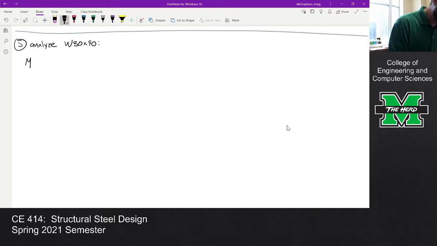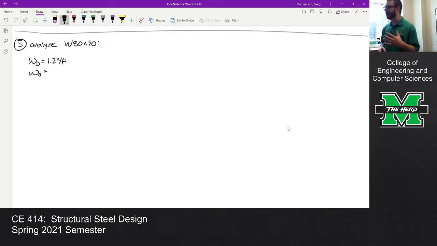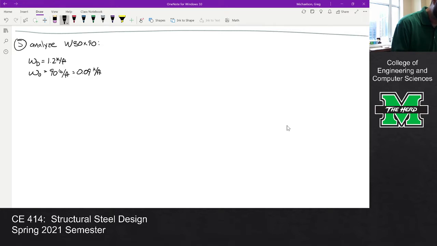Let's recognize that we have a dead load of 1.2 kips per foot. Now, remember we had that self-weight, and that self-weight we had assumed to be 50 pounds per foot. It's now not 50 pounds per foot, it's 90 pounds per foot, or 0.09 kips per foot. So that beam is now heavier than what we assumed, so we're going to update our dead load shears and update our dead load moments. So from this, we're going to do VD and MD all over again.